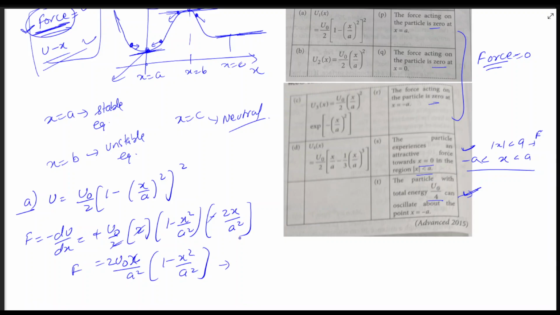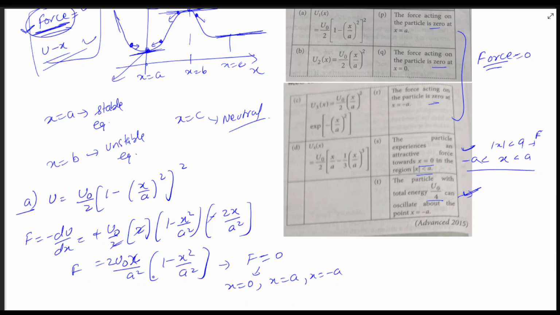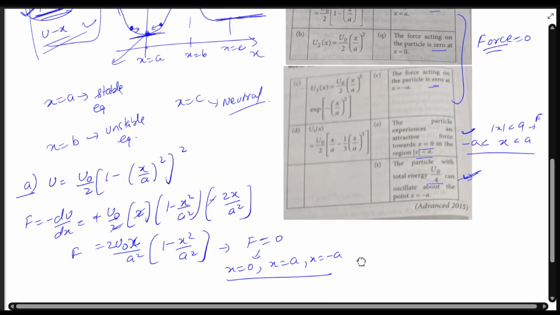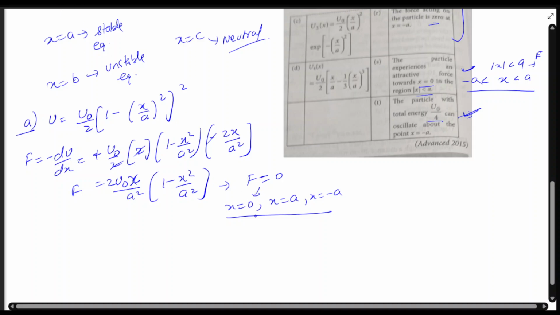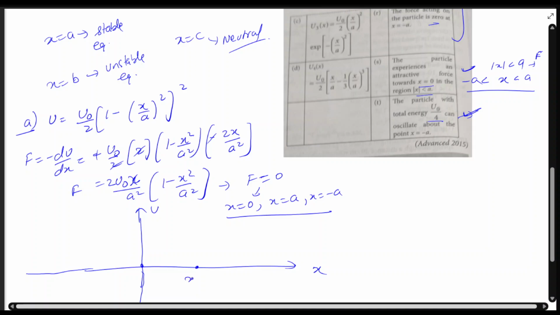Now if I want to know minima and maxima, we have to put F as 0. So if you put 0, if x is 0, F is 0, so F is 0 at x equal to 0, at x equal to a, and x equal to minus a. Because if you put a here, this will be 0. If you put minus a here, it will also be 0. So at these points, we have force 0. Now, the graph will be very easy to draw. Let's try U versus x. Okay. As soon as you draw this graph, the picture will be very clear. So we have these 3 points.